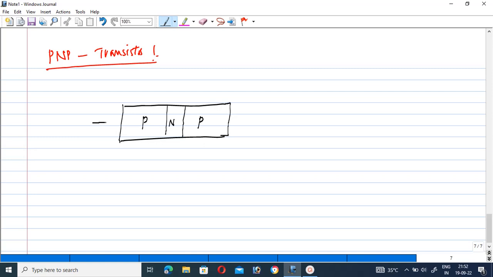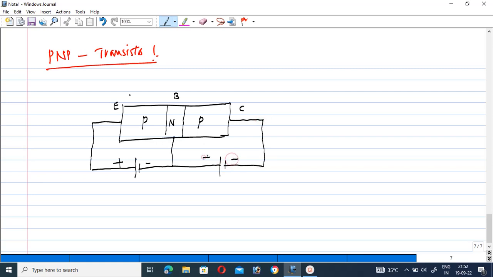Okay, so if you want to analyze the corresponding PNP transistor, the first junction must be in the forward bias condition. Therefore, the positive terminal of the battery is connected to the P-type semiconductor, and the negative terminal is connected to the base. So this is generally called an emitter. This is generally called a base. This is generally called a collector. Right? So now the second junction is in the reverse bias condition. Therefore, positive, negative.